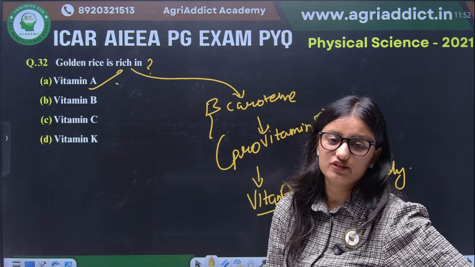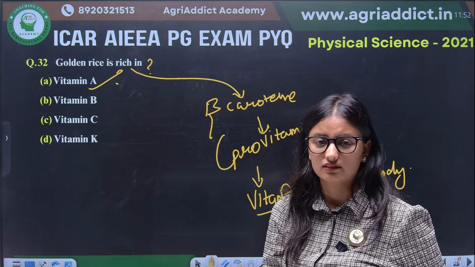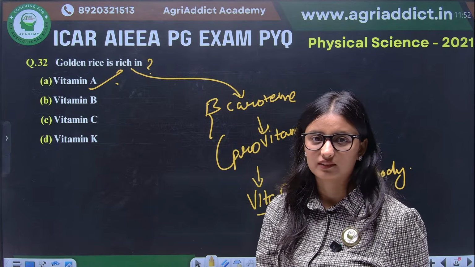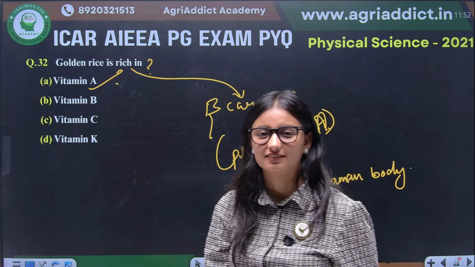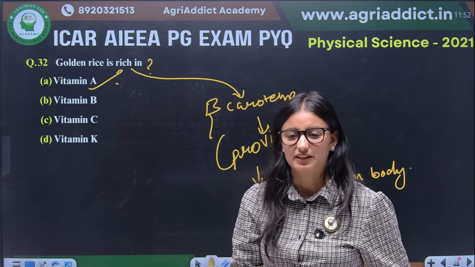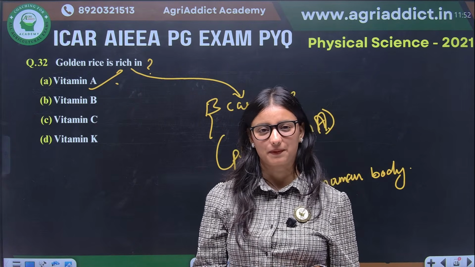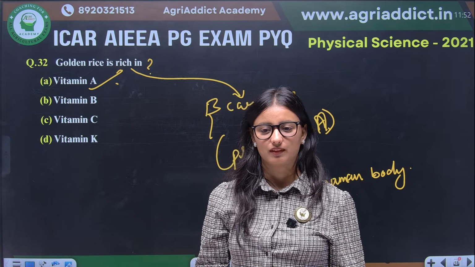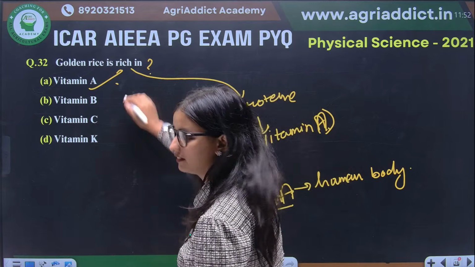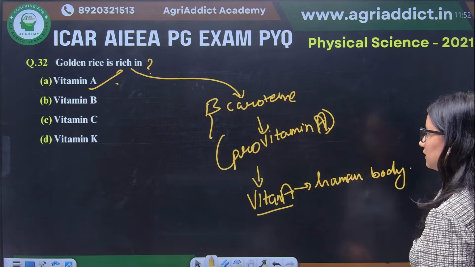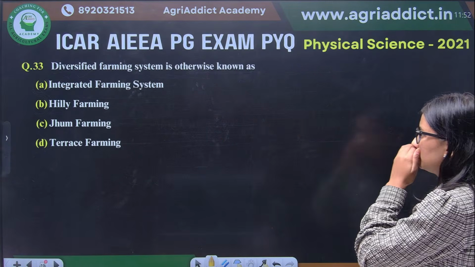And vitamin A deficiency से क्या होता है? We have discussed it in the very first question. Disease caused by deficiency of vitamin A. Night blindness. Very good. Correct. So let's move to the next.